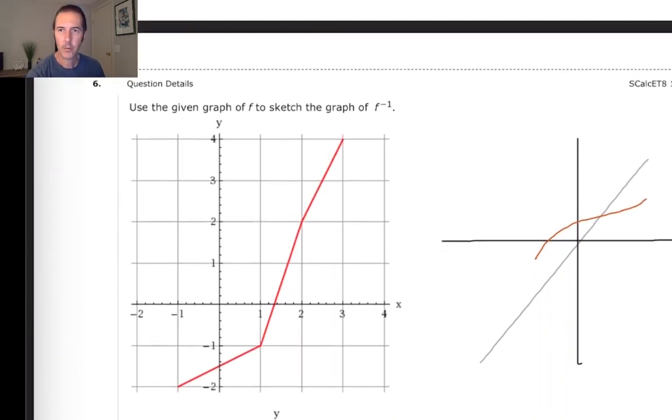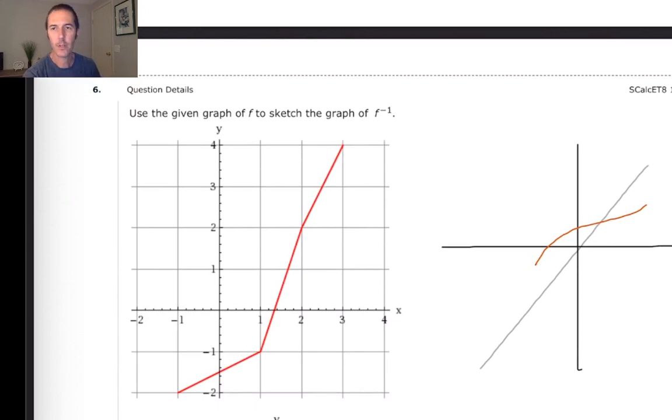Problem number 6 gives us the graph of a function f and asks us to sketch the graph of the inverse. I mentioned in problem number 1 that the graph of a function and the graph of its inverse are reflections over the line y equals x. So I say that in a very specific way. The graph of a function and its inverse.